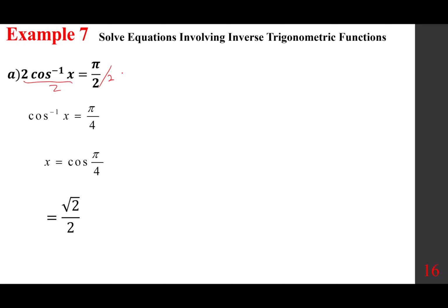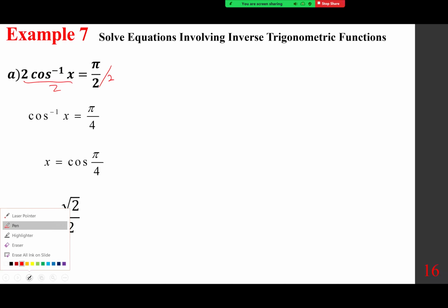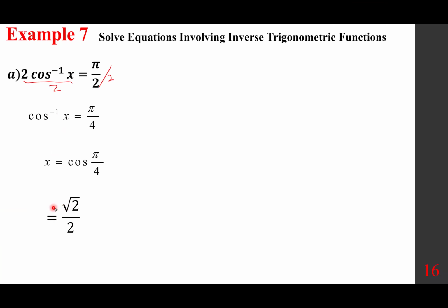Bear in mind, again, I can't emphasize this enough, that this makes it a unique answer. There's only one answer when you have cosine inverse. Whereas if we said cosine of x is equal to square root of 2 over 2, we will have more than one.